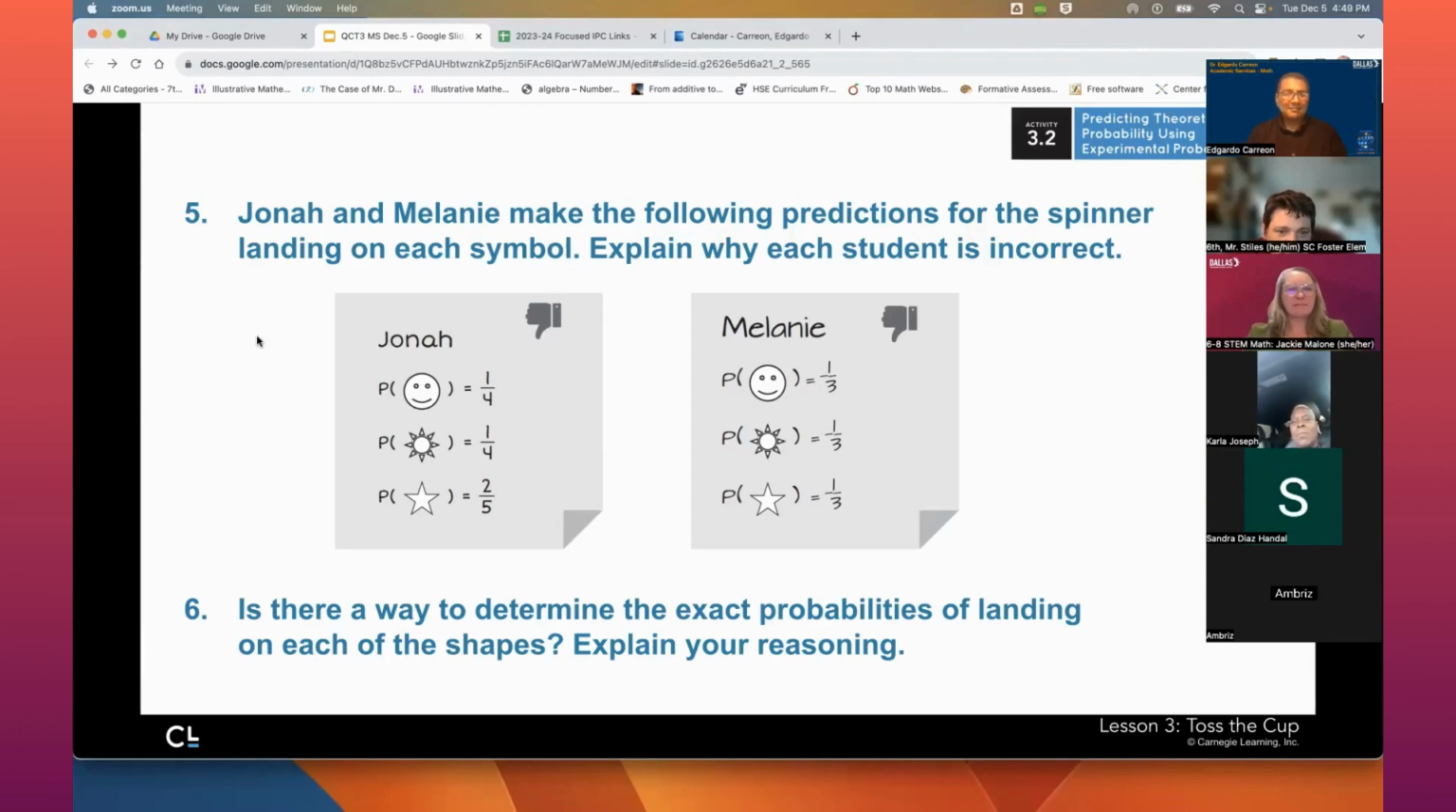Because in the picture you can see that they're not all the same. And for Melanie, she has them all as equal, but even without numbers, the colors show that it's not the same. Right, yes, perfect. Thank you. Okay, so how can we determine the exact probabilities?